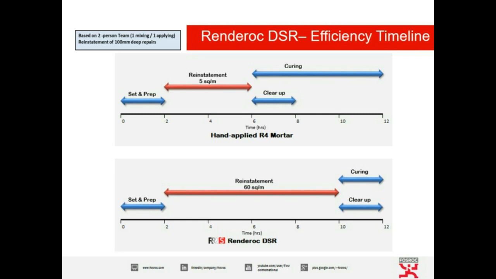We've taken a 12-hour window for getting work done. So you've got the same amount of time for setup and prep. But when you take into account that the reinstatement is so much greater with a spray-applied material, and the curing time is minimised as well, the difference is massive. So you've got about 5 square metres that you'd be capable of reinstating at about 100 mil deep with a 2-person team, against 60 square metres if you were doing it with a rapid setting dry spray. So the effects are quite noticeable on this side of things.